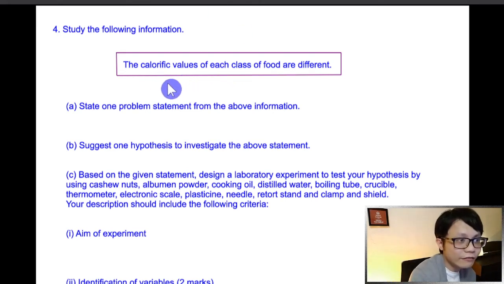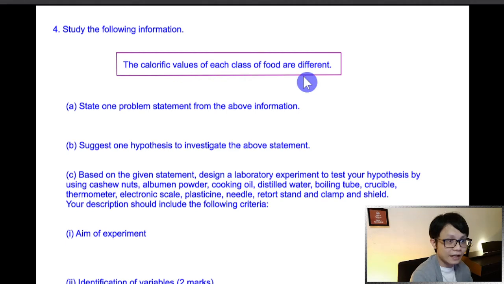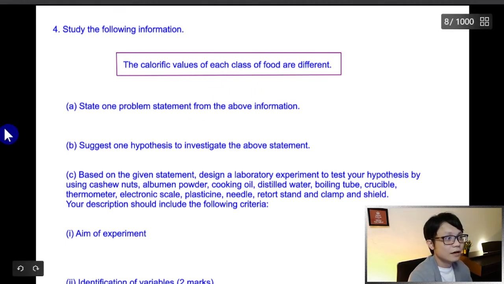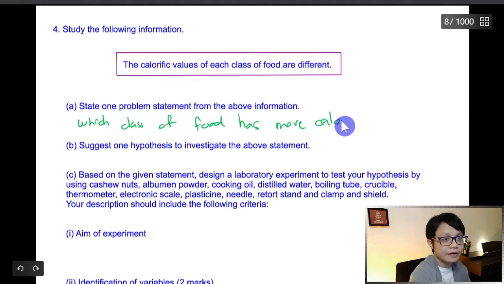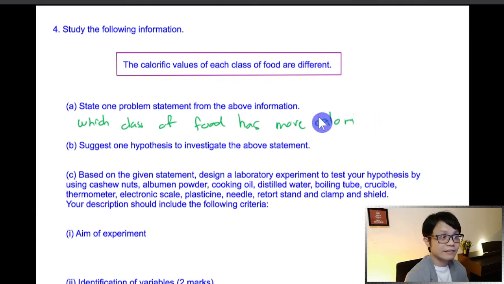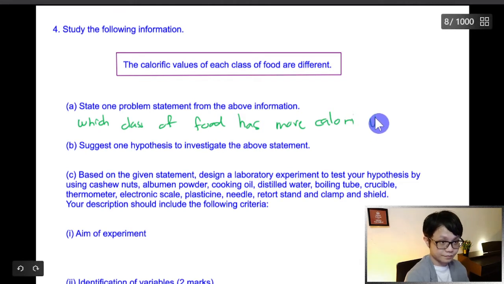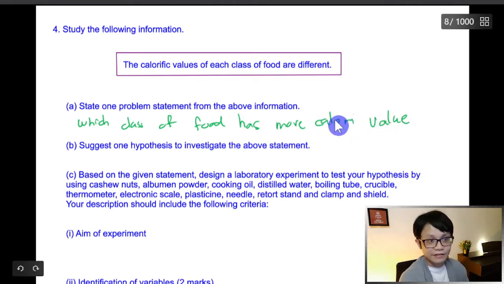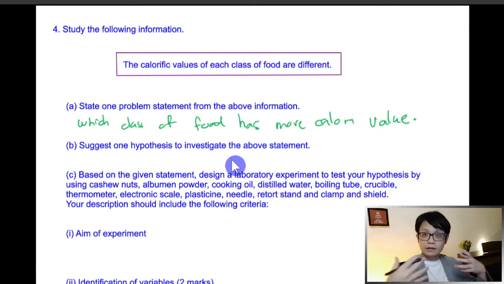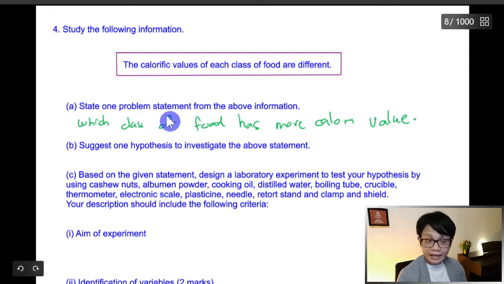So the problem, calorie value of each class of food are different. So this is actually the problem. The problem is, which class of food has more calorie value, or the highest calorie value? We don't know what food has higher calorie value.